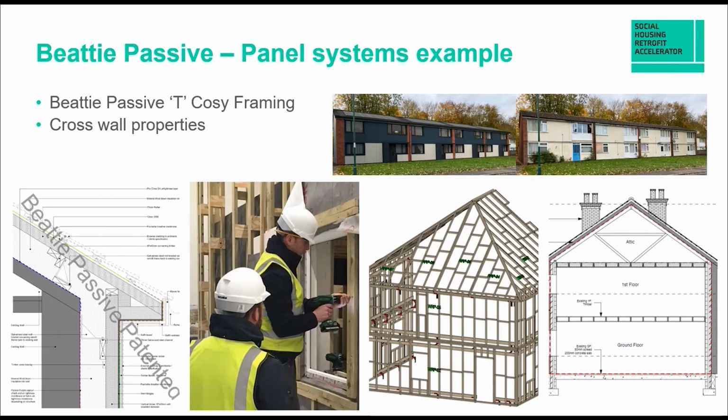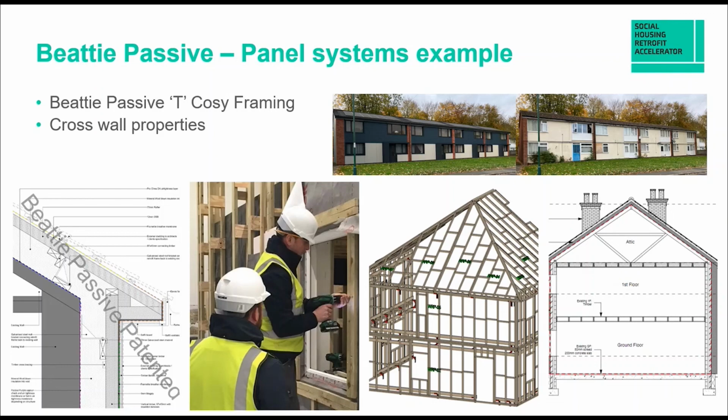Beattie Passive are another manufacturer that are also heavily involved in the new build sector, but are more prevalent in residential. But they do already have some experience delivering retrofit projects and have created the T-Cozy framing system. This unique system is an off-site manufactured frame, including windows and doors installed, injected with cavity wall insulation on site to create a continuous envelope around the building. The images at the top are examples of cross-wall archetypes requiring category 2 structural panels because they are needed to span across the entire front of the existing homes.